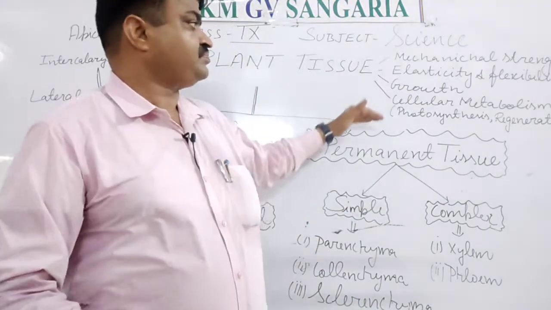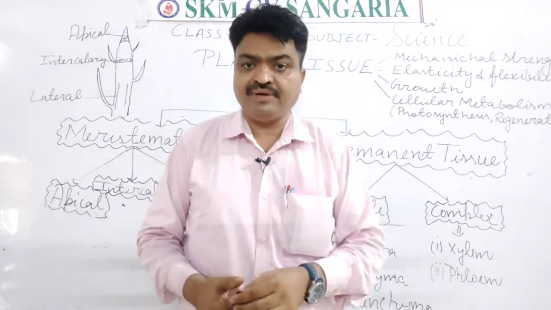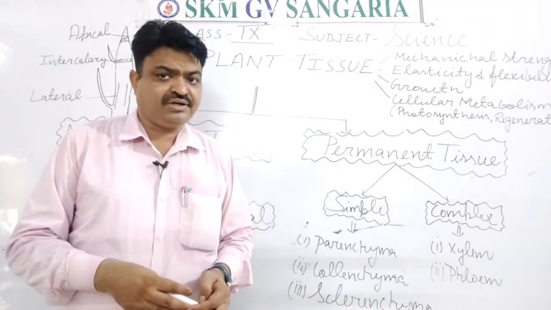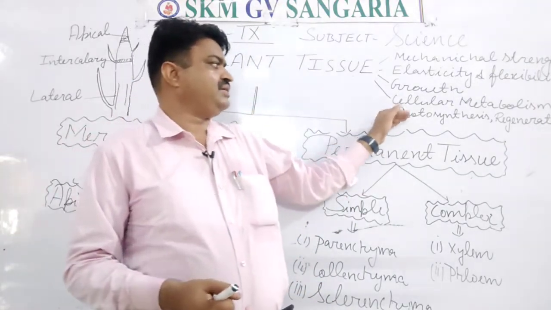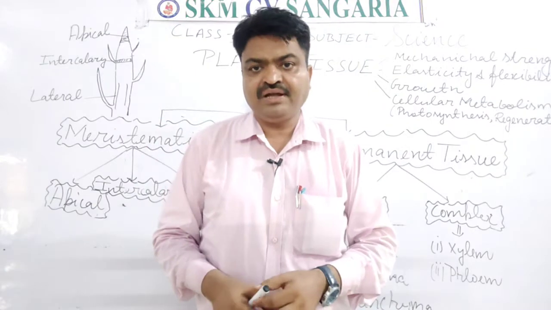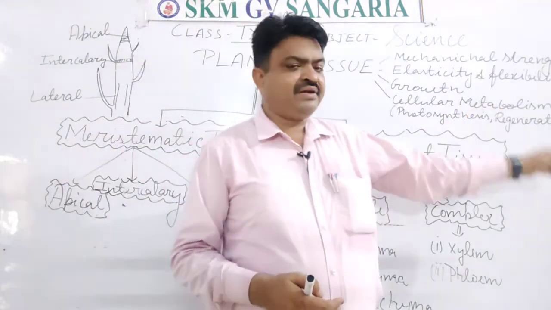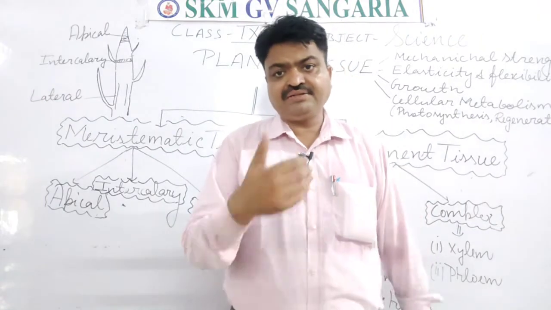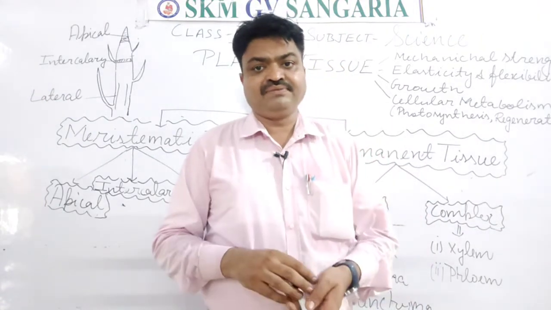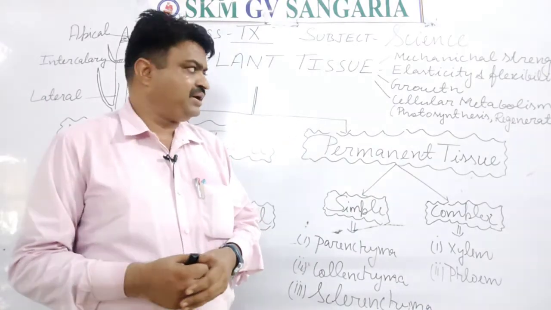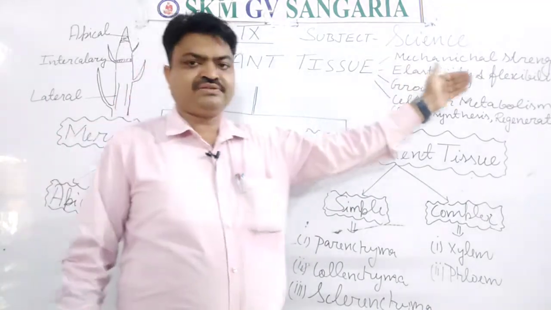With this, they help in the cellular metabolism. When they do the metabolism, student, then at that time different processes take place like photosynthesis, regeneration and respiration. All these processes take place inside the plant tissue. So they also help the plants in cellular metabolism.